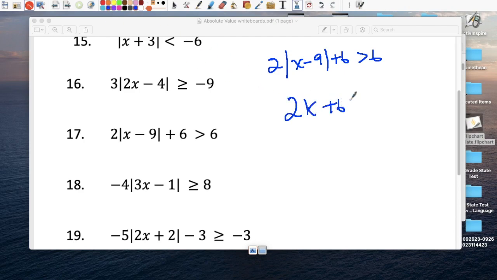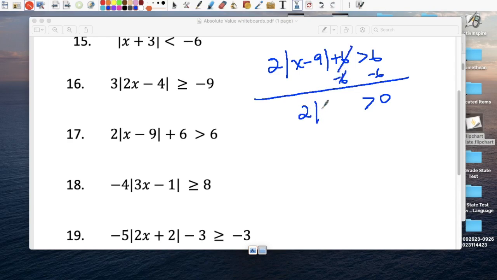2k plus 6 greater than 6. So that's what I want you to treat like a two-step equation. So you're going to subtract 6 on both sides and then divide by 2. That's what we're doing. Minus 6, minus 6. This is 0. These two go away, and we're left with 2.